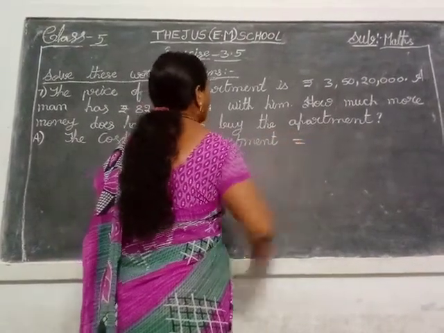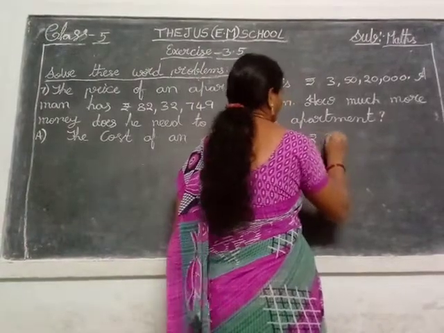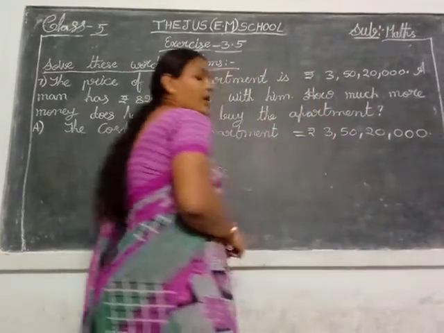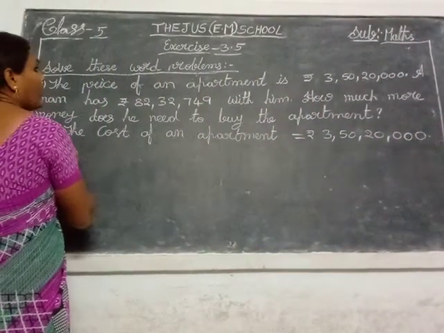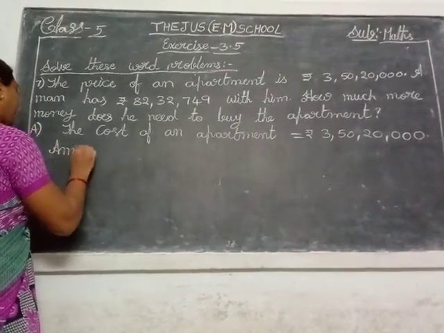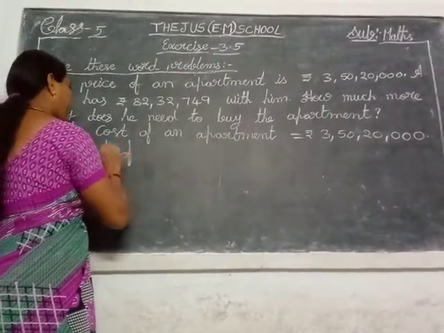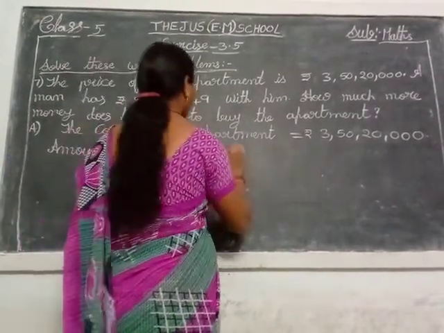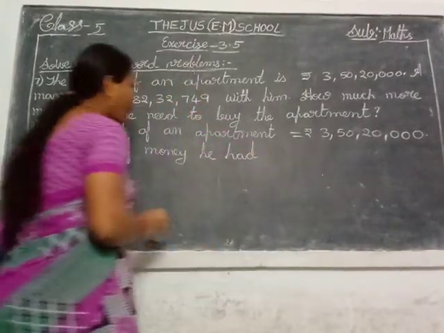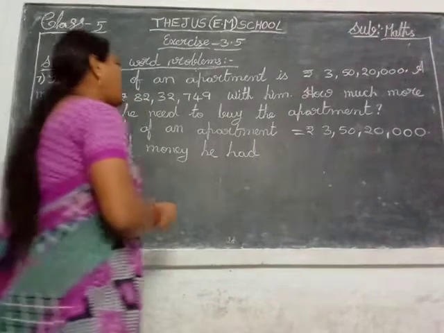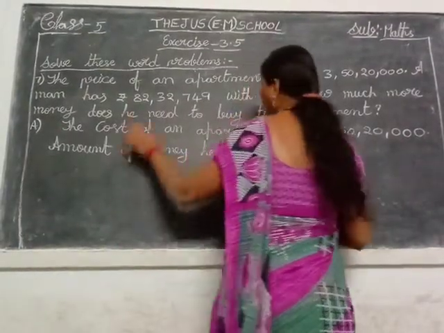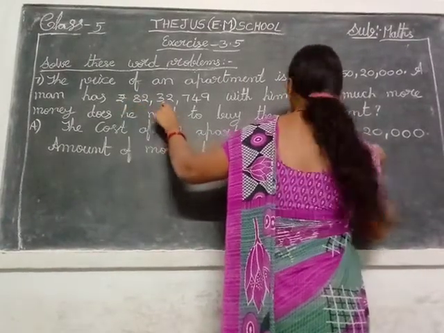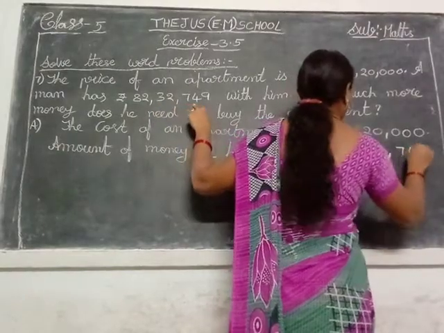The cost of an apartment is how much? 3 crore 50 lakh 20,000 rupees. Okay. The amount of money he had, how much? 82,32,749. So that is only a 10 lakh number, children. You start the answer at the 10 lakh place. 82,32,749.